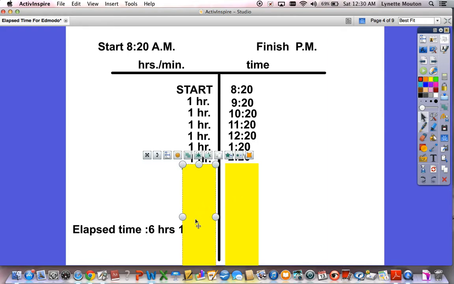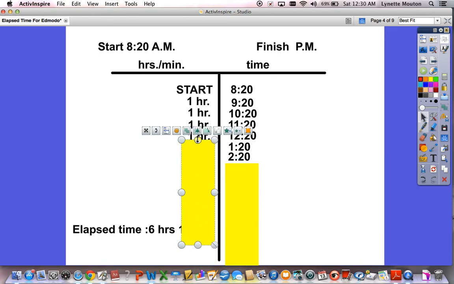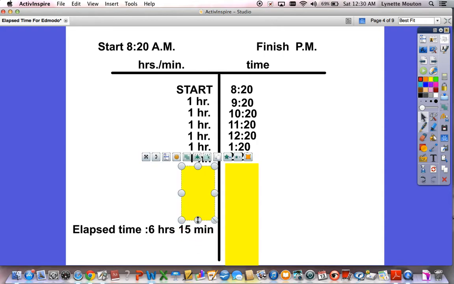Now we want to calculate the minutes. The number of minutes that they wanted us to find is 15. And we can do this either by doing fives, or it would be much easier here to count by tens because the number ends in 0. So we would count 10 minutes, which would take us to 2:30.